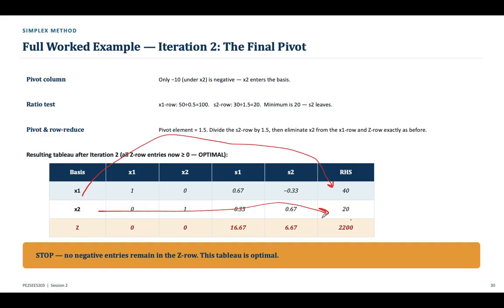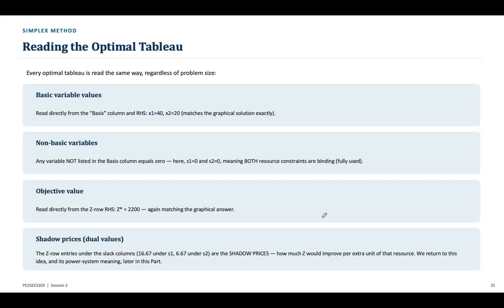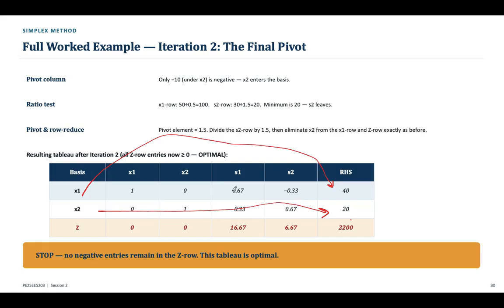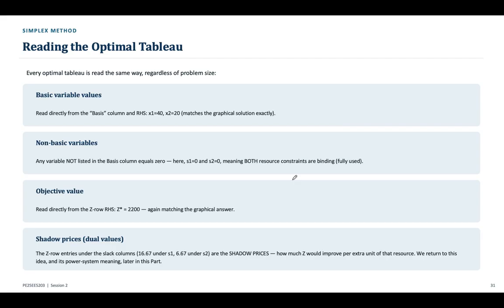What about variables that are not in the basis? They are non-basic and in the current basic solution they are 0. Therefore, S1 is 0. You can see here S1 and S2, they are not 0 on the tableau, but as they are not in the basis, in the current basic solution we will consider them to be 0.